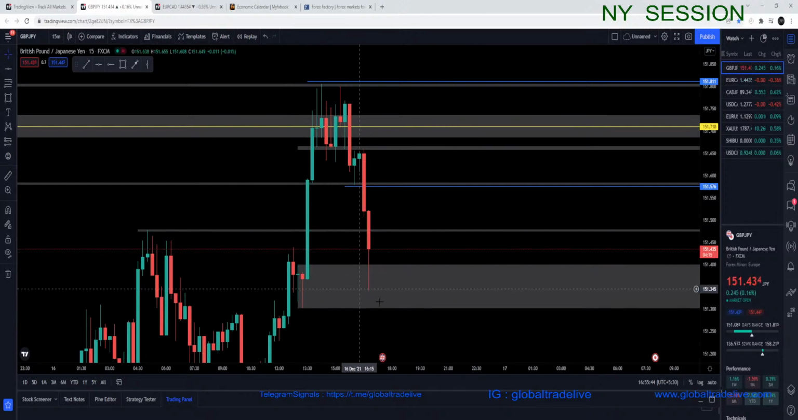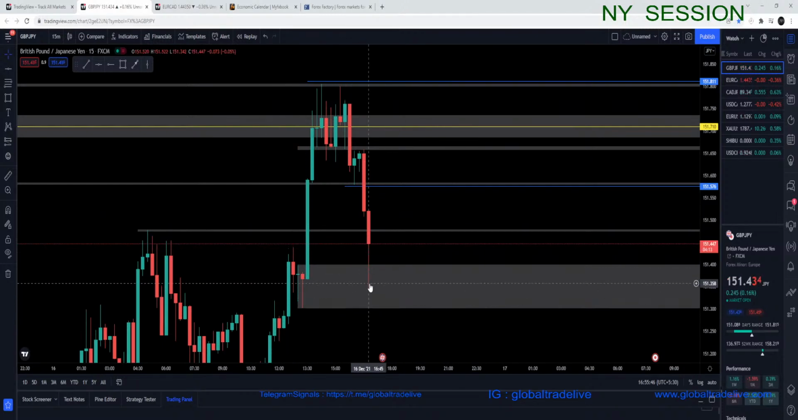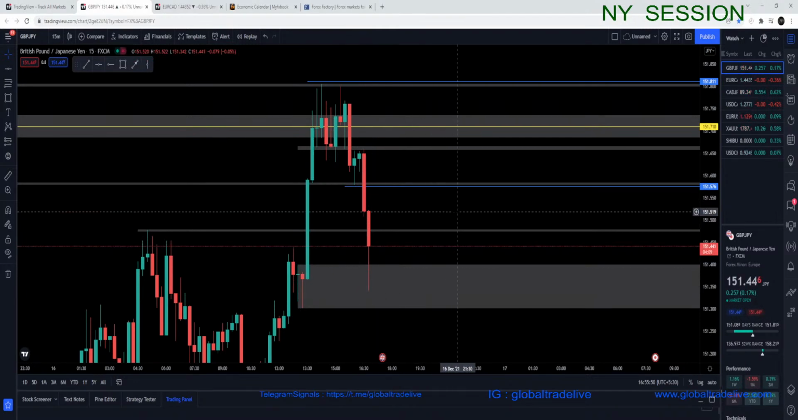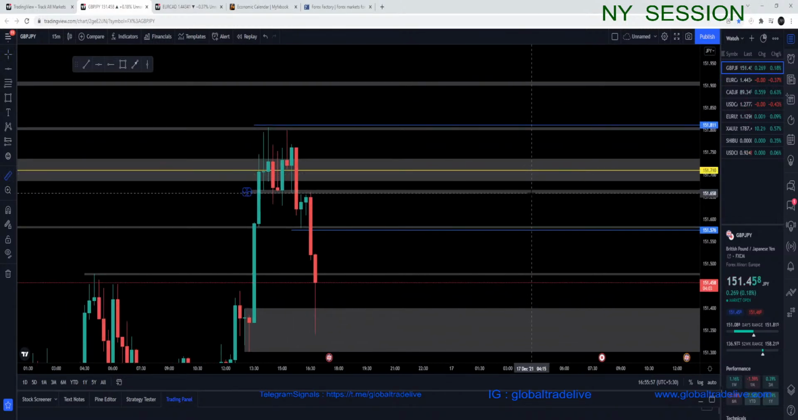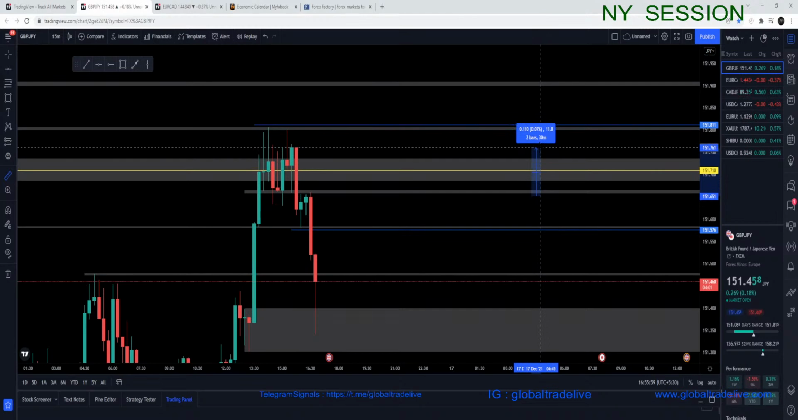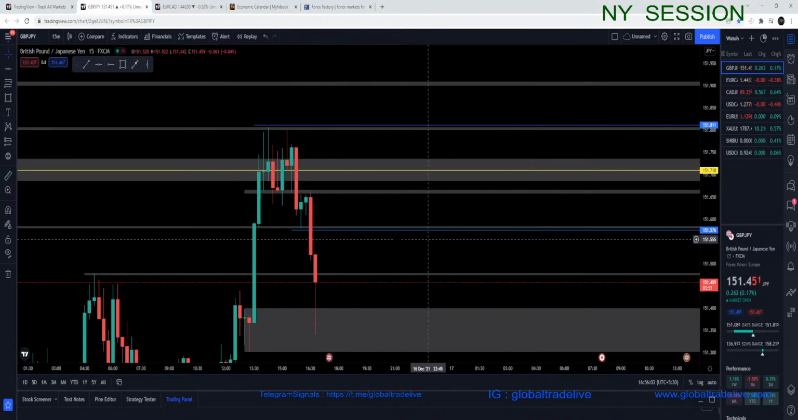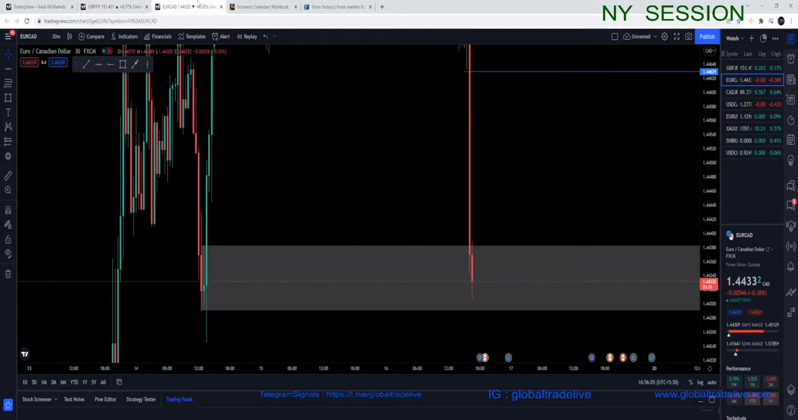Now I'm gonna go to the 15 minutes. Why? The reason is I need a support to be formed to take a buy trade. That's why. So I think my buys will be above this area over here, but the thing is the range is not there. Let's see. EuroCAD.